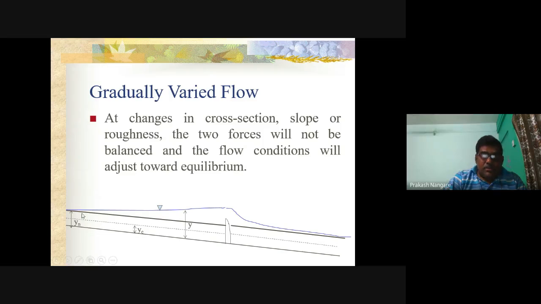Yn is the normal depth of the flow, yc is the critical depth of the flow, and y is the actual depth of the flow. Let us compare these three depths: normal depth, critical depth, and actual depth. In gradually varied flow, at changes in cross section, slope or roughness, the two forces will not be balanced, and the flow condition will adjust towards equilibrium.